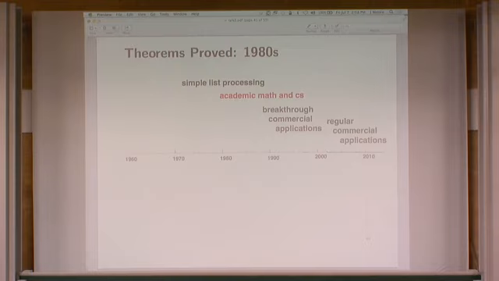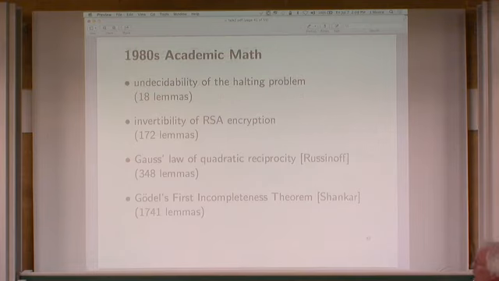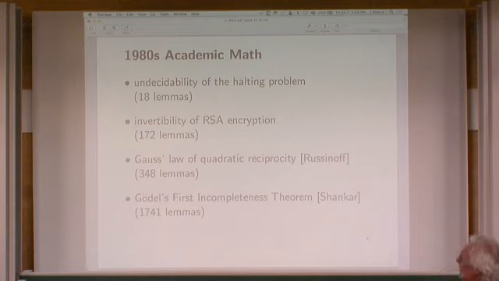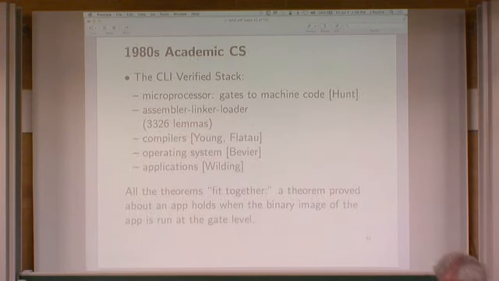So that's kind of brought us to the 80s, but congruence just didn't exist in the 80s for us. But anyway, in the 80s we went to UT, and for example we proved the undecidability of the halting problem and the invertibility of RSA. A graduate student, Rusinoff, proved Gauss's law of quadratic reciprocity, and it took him 348 lemmas. And Shankar here proved Gödel's incompleteness theorem, and it took him 1,700 lemmas.